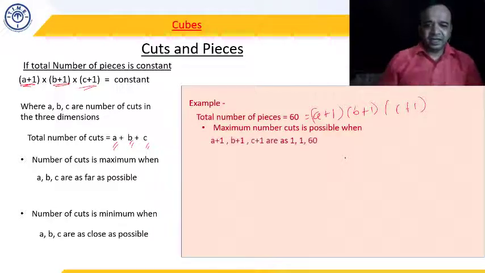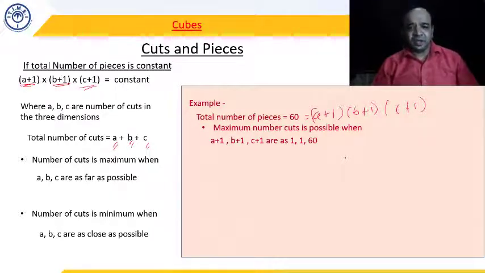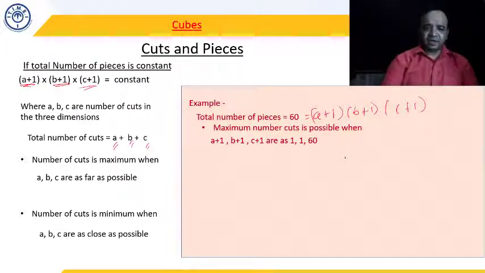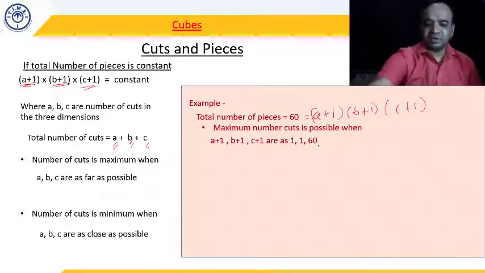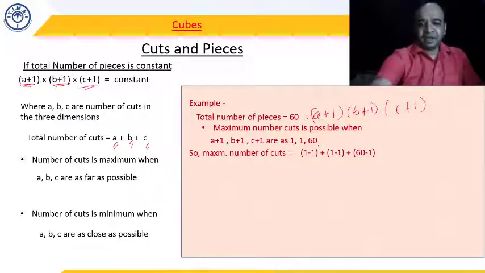So in that case, a plus 1, b plus 1, c plus 1 are to be distributed as 1, 1 and 60. The total number of cuts here is a plus b plus c. From this one I can get 0, from this one I can get 0. Why? a plus 1 is 1, then a is 0. b plus 1 is 1, then b is 0. c plus 1 is 60, then c is 59. It means the total number of cuts will be a plus b plus c, that is 0 plus 0 plus 59, which is the maximum number of cuts, that is 59. I hope this is clear.